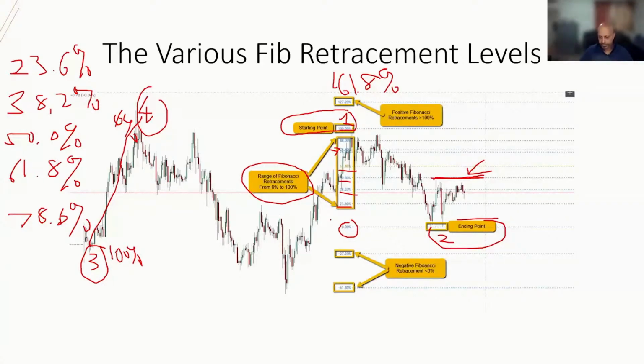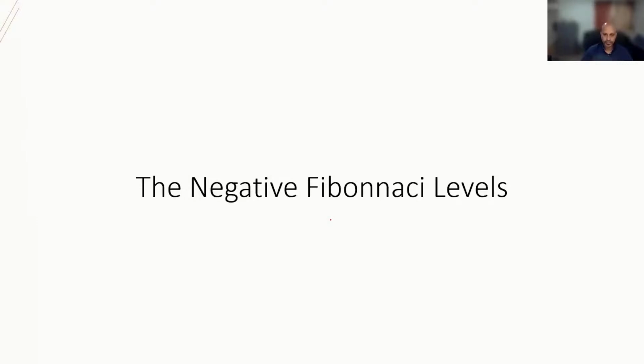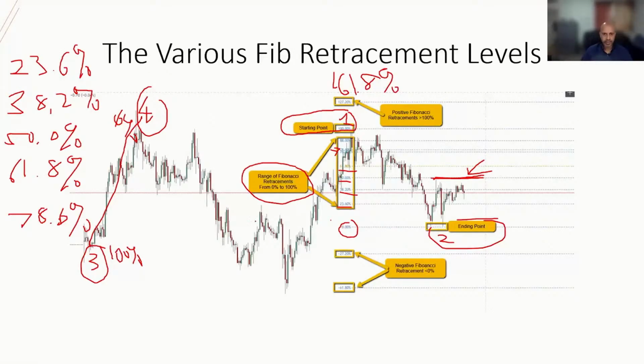Okay, moving on. As I mentioned, the key retracement levels are 23, 38, 50, 61, and 78. We also have Fibonacci levels that are lower than 0%, and Fibonacci levels that are higher than 100%. So we're going to get to those as well.